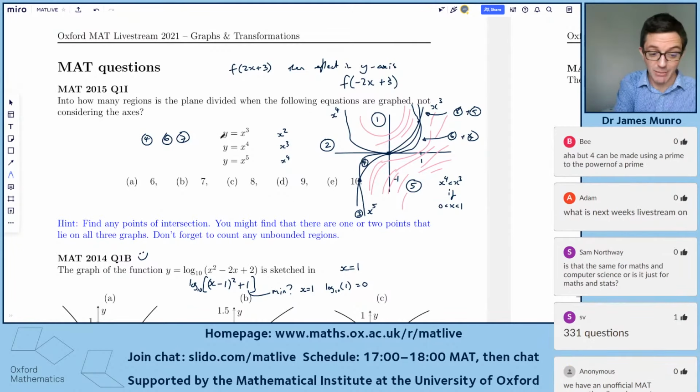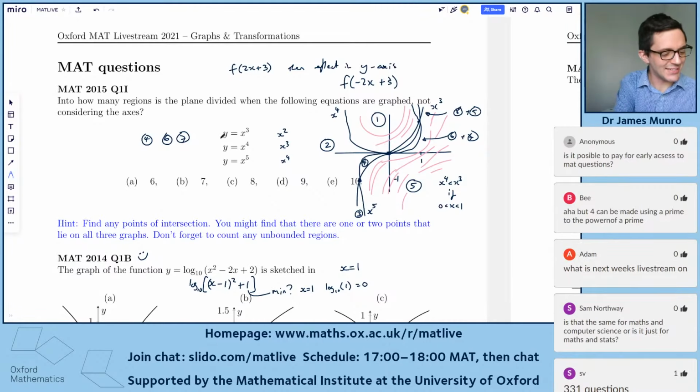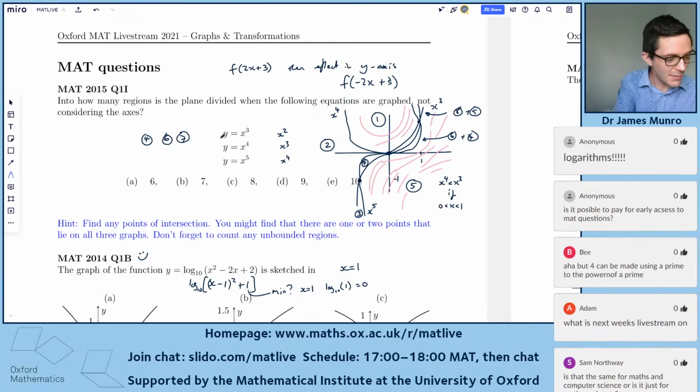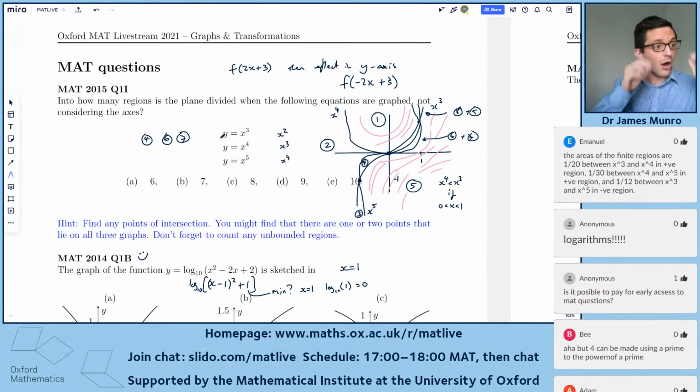4 is a prime power, says B. Yeah, good. Can I pay for early access to MAT questions? Maybe I shouldn't even read these out. Good. Right, logarithms. Good. Emmanuel's found all the areas. There you go. It's appearing. Here it comes. Oh, prime number of questions in the chat, because it's at 344 or something, Matt. Right, cool.